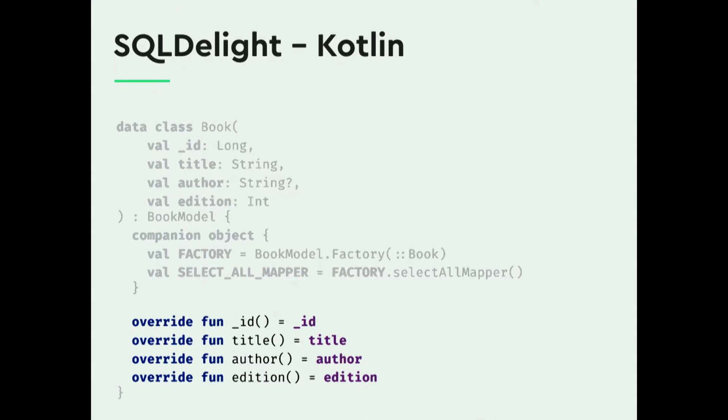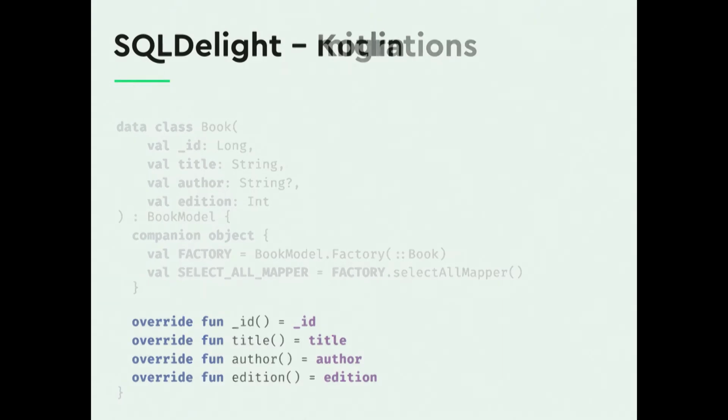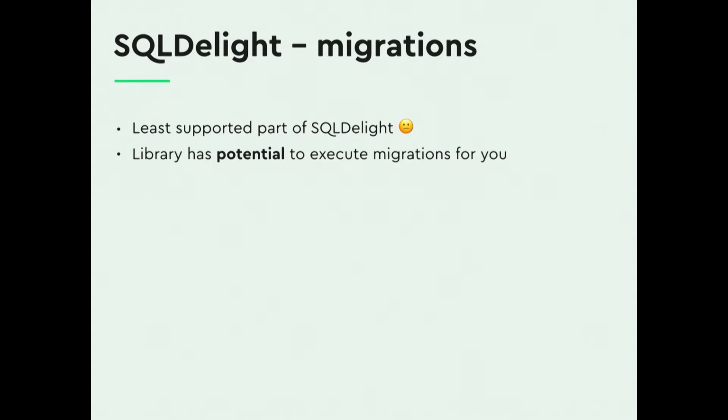So for migrations, unfortunately, it's the least supported part yet. They have been planning how to properly implement this in a good way, because the library has a huge potential to do everything for you. Because it knows so much of your data structure, it can even do migrations for you.